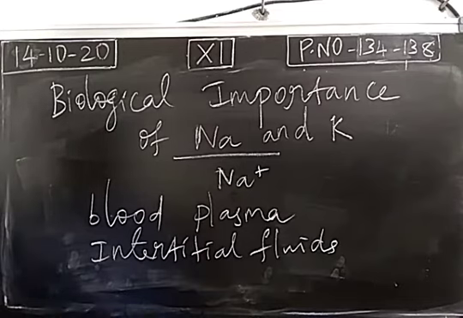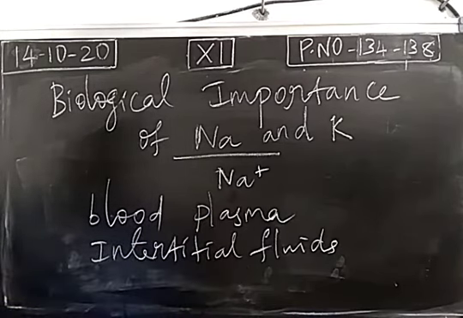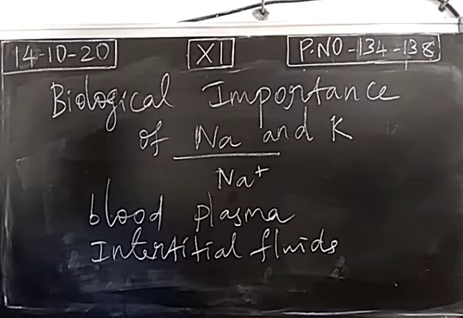This is present in the blood plasma as well as interstitial fluids. It just transmits the nerve signals. Na plus regulates the flow of water across the cell membranes. Then it just transports sugar as well as amino acids into the cells.